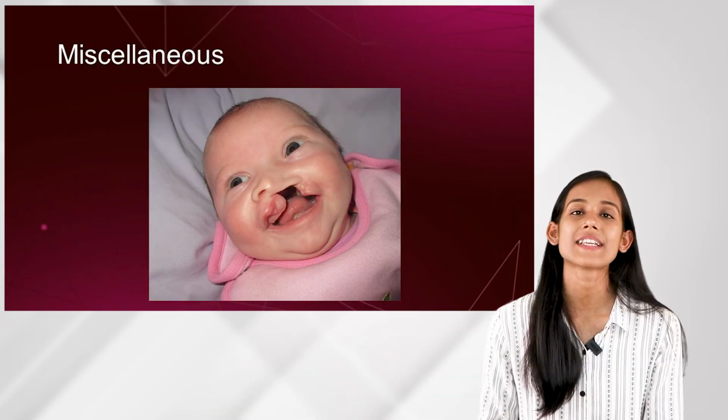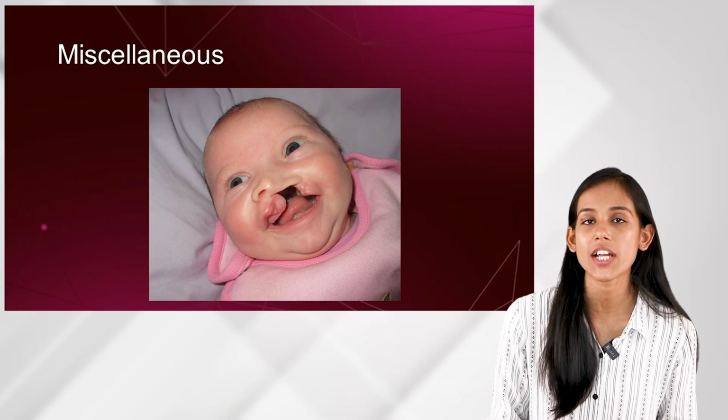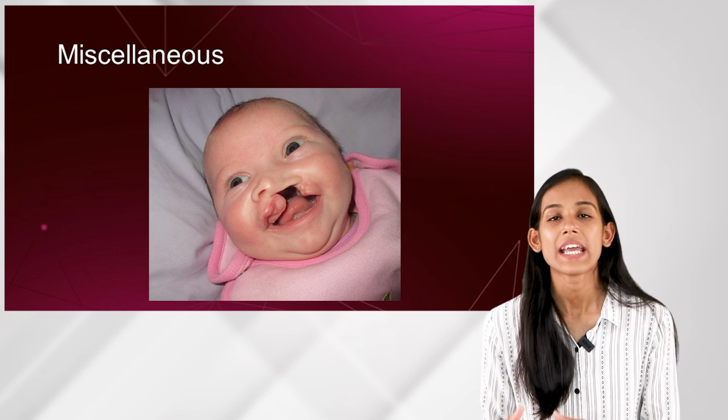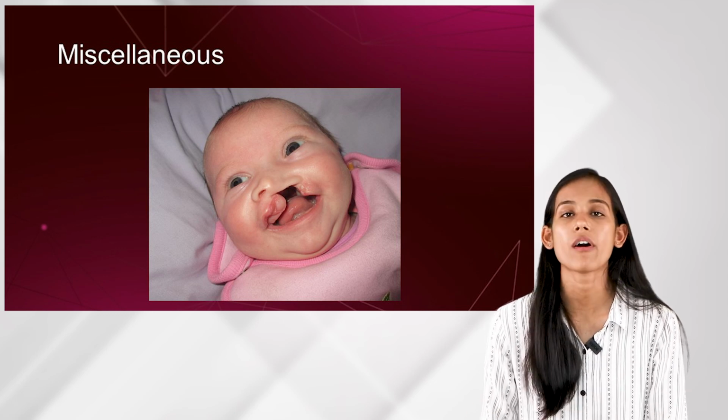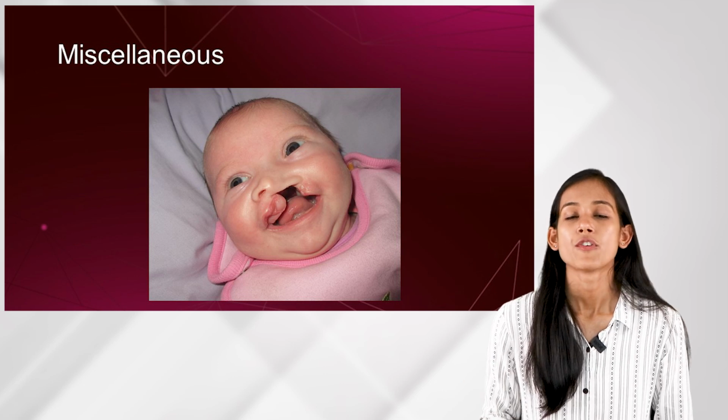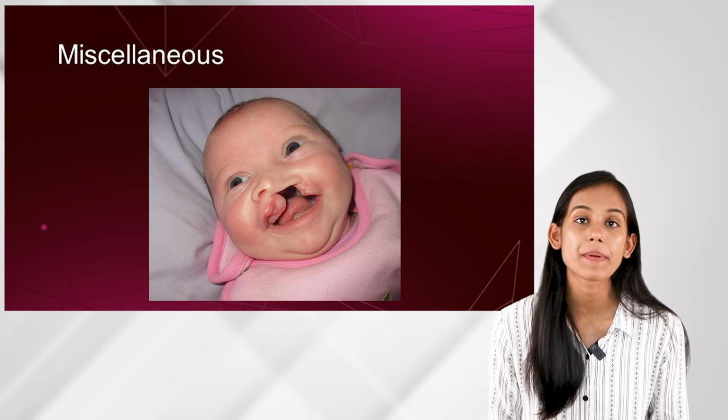These are the congenital anomalies that we saw based on the system, so particularly in each system, what the congenital anomalies are. Now apart from these, there are certain congenital anomalies which we can call miscellaneous. For example, there is cleft lip, cleft palate.